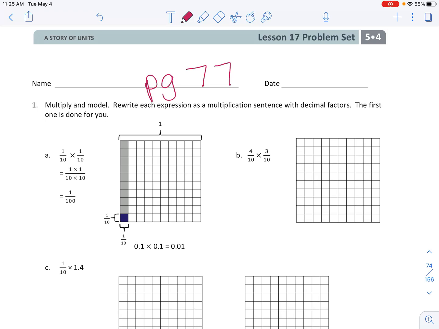We are in Module 4, Lesson 17 on page 77 in our workbooks. We are going to multiply and model, then rewrite each expression as a multiplication sentence with decimal factors. The first one is done for you.